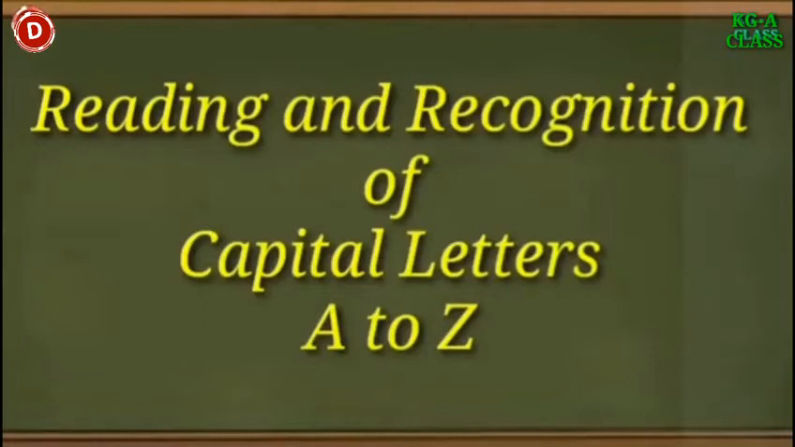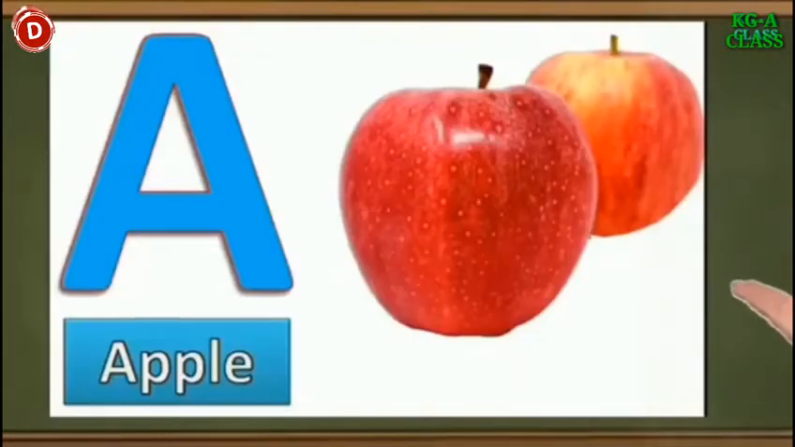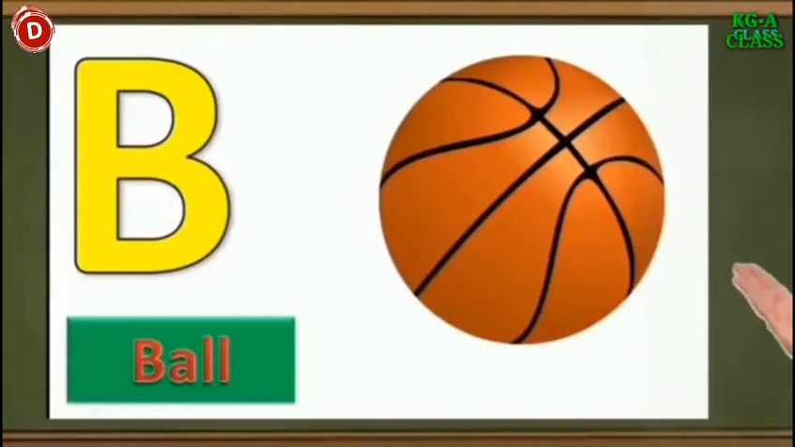Children, now let's learn and recognize capital letters A to Z with pictures. So let's start, children. You also speak with me. Now look here, children. This is capital A. A for apple. A for apple. Now comes B. B for ball. This is B. B for ball.